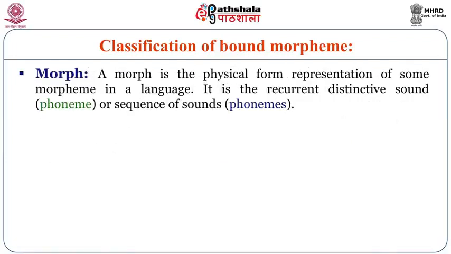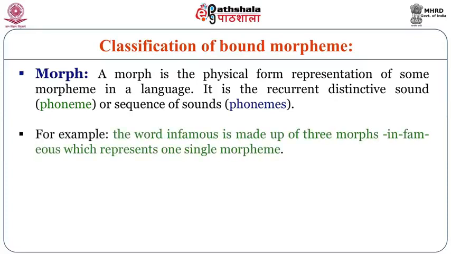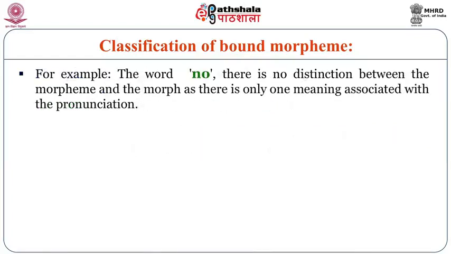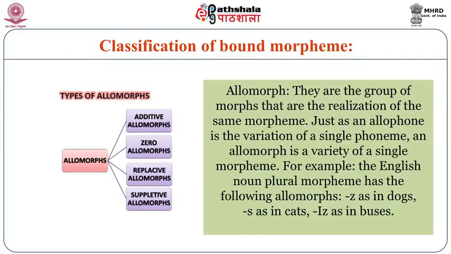Now morph. A morph is a physical form representation of some morpheme in a language. It is the recurrent distinctive sound, phoneme, or sequence of sounds, phonemes. For example, the word infamous is made up of three morphs, in, fame, ous. Then there is a particular example of the word no. There is no distinction between the morpheme and the morph, as there is only one meaning associated with the pronunciation no.